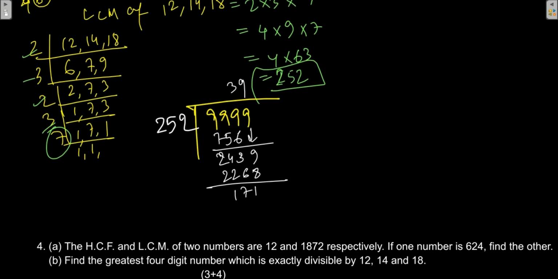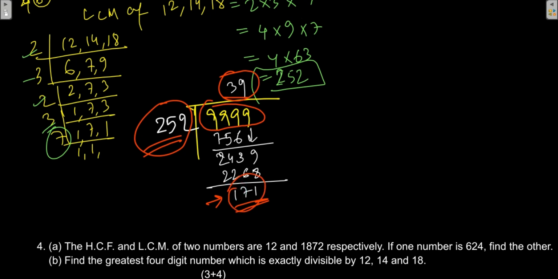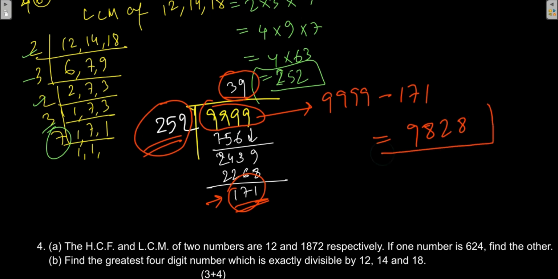Now students, see here properly. This is the ultimate case. You need to understand it very carefully. I have divided 9999 by 252 and got 39, but it is not divisible, some remainder is there. So this is not divisible by 252. This is the largest number, but it is not going. As the remainder is there, if we subtract the remainder, then it would be divisible. So 9999 minus 171, if you do, you will get 9828. This is the highest 4-digit number which will be divisible by 252.